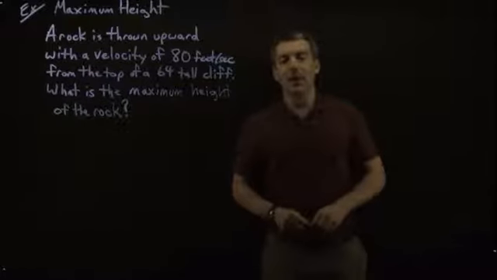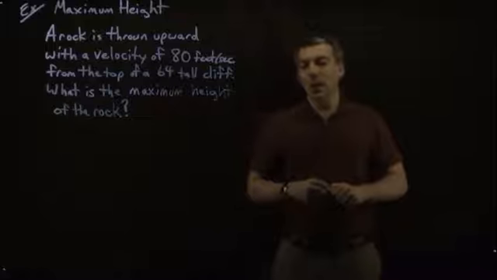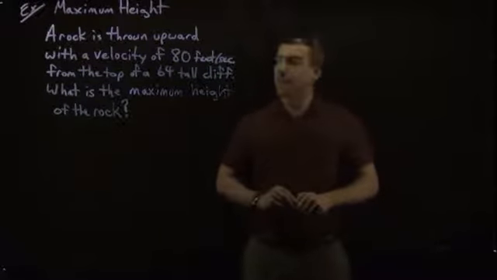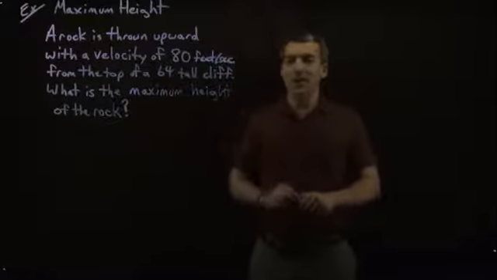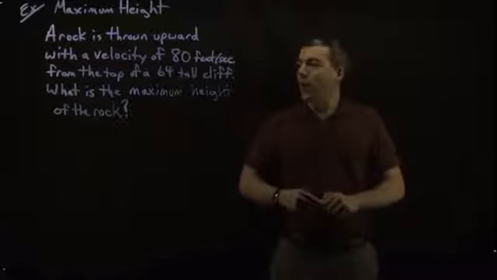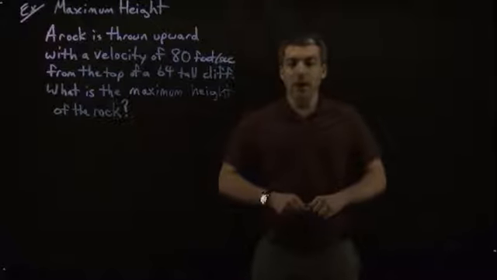I'd like to do an example of maximizing a quadratic function. Here we're going to look at maximizing the height of an object that's thrown upwards. So we have a rock that's thrown upward with a velocity of 80 feet per second from the top of a 64-foot tall cliff. What is the maximum height of the rock?